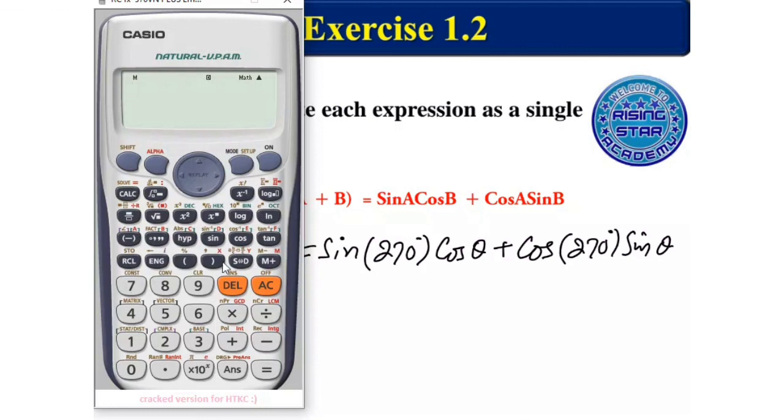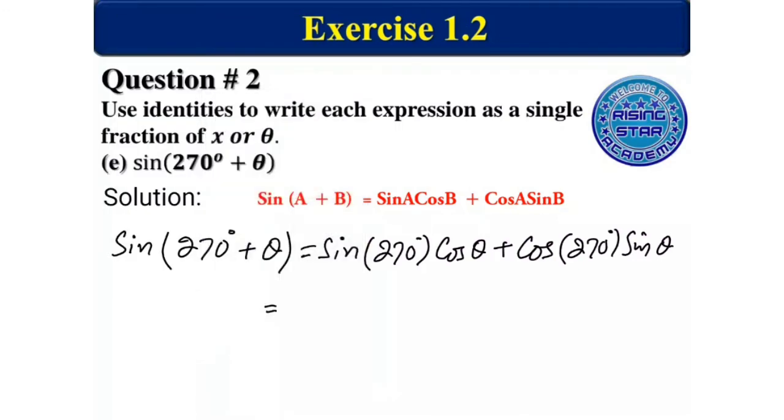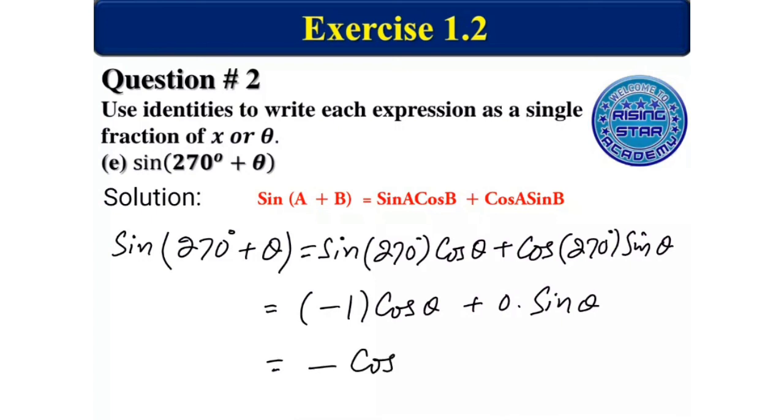Now we'll find the values. The calculator should be in degree mode. So sine of 270 is minus 1 and cos of 270 is 0. So minus 1 times cos theta plus 0 times sine theta. That would be negative of cos theta plus 0. So my final answer would be negative cos theta. That's it. Thank you very much.